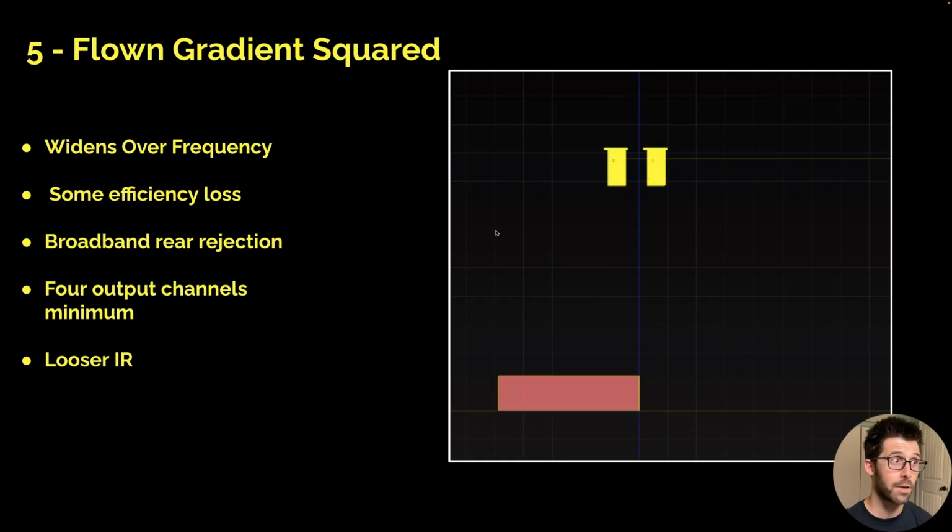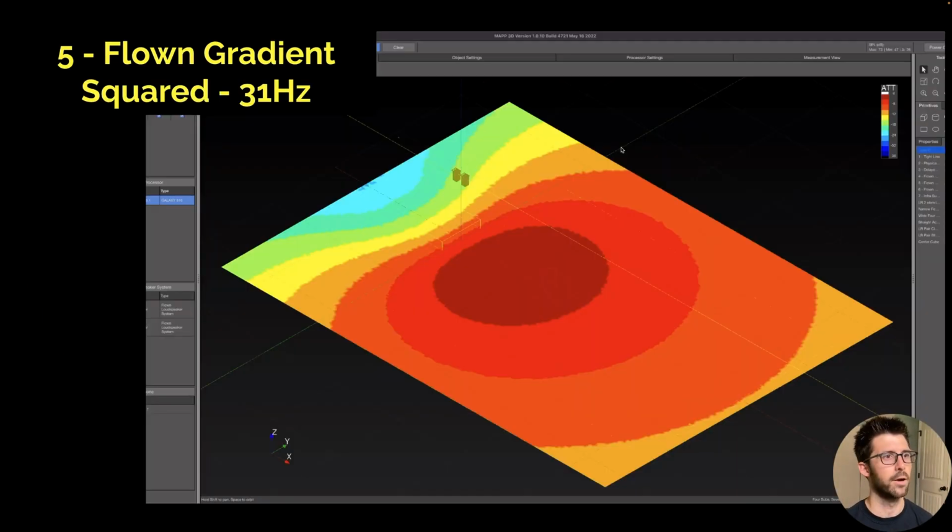We get broadband rear rejection, which is different than our Endfire array, although this is a combination of inline gradient and Endfire. We need four output channels minimum for this. Each sub needs to get a different output channel. It's going to be a little bit looser IR since these are inline gradient, but the Endfire is going to help things stay tight. So it's kind of in the middle here.